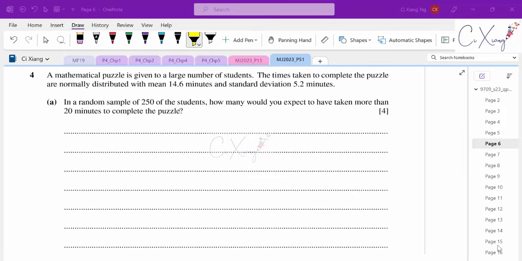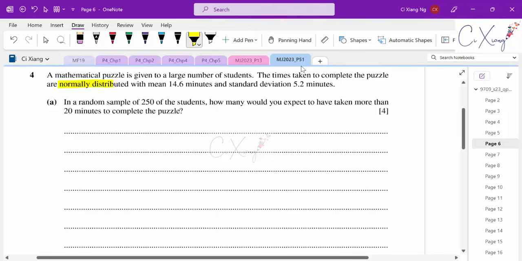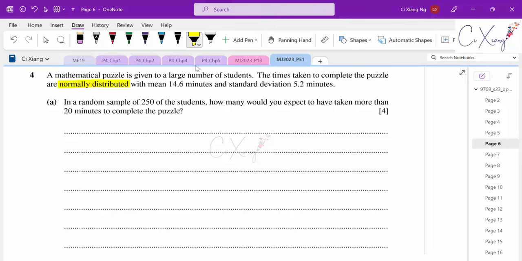Okay, so let's discuss question number 4. A mathematical puzzle is given to a large number of students, and the times taken to complete the puzzle are normally distributed. So highlight the keyword normally distributed. This keyword tells us that later when you want to find any probability, we actually have to standardize the variable to become Z. The mean is 14.6 and the standard deviation is 5.2. So from here I already know that my X is normally distributed with mean 14.6 and variance 5.2 squared.